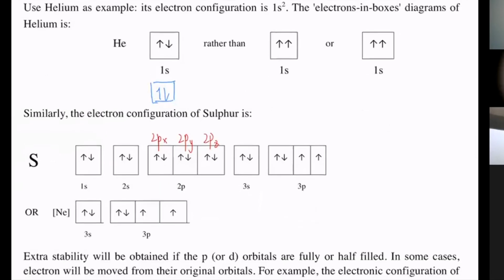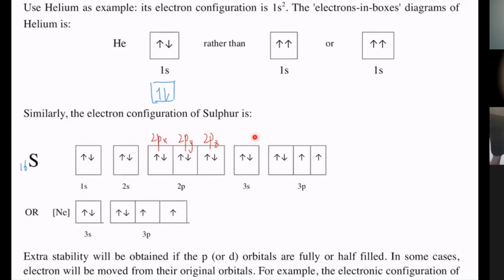Okay, so look at an example of sulfur. Sulfur has an atomic number of 16. So when we fill it in, 1s orbital, 2 electrons. One spins up, one spins down. And then we have 2 in 2s orbital, 1 spins up, 1 spins down. And then we have 6 in 2p orbital. 2 in 2px, 2 in 2py, and another 2 in 2pz.